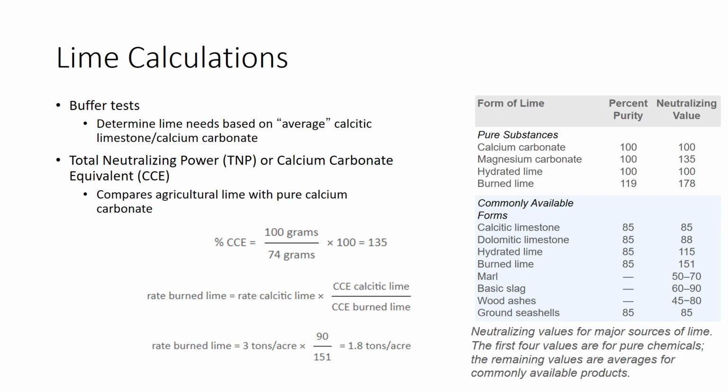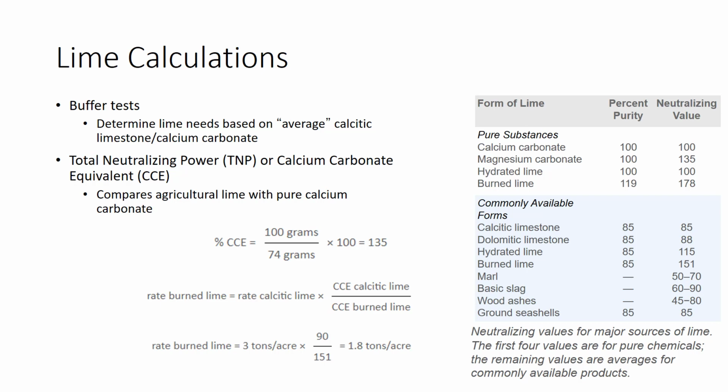For any pure liming material, then, the CCE is the molecular weight of the calcite divided by the molecular weight of the pure material in question, multiplied by 100 to convert to percent. The table gives the CCE of several types of lime materials. The second influence on neutralizing power is purity. For example, calcitic limestone is mostly calcite.